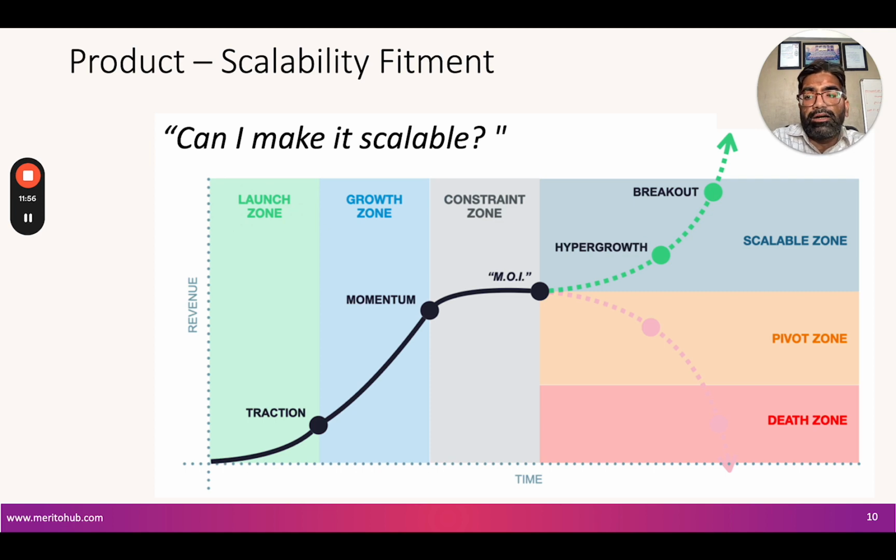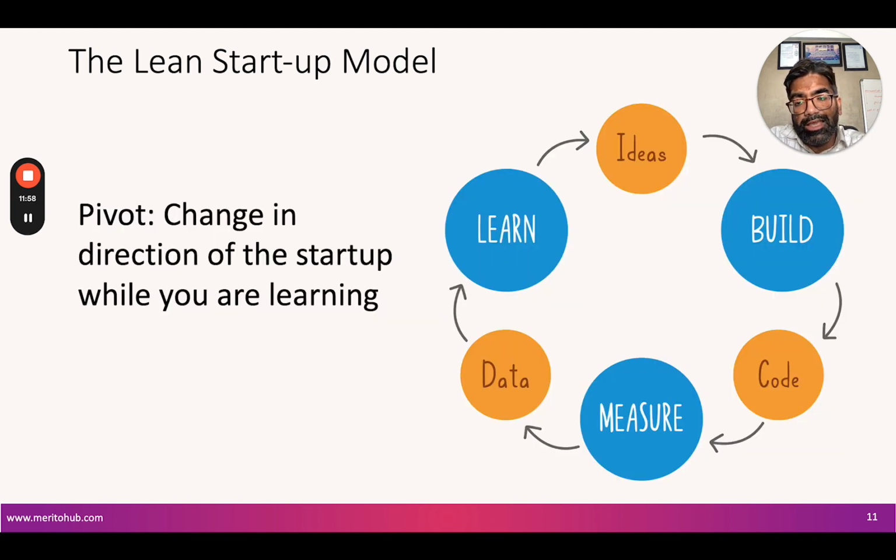And that's where I'll talk about the lean startup model. What the lean startup model says is you have an idea, quickly build it. It might be a product, it might be a service. Then measure the success of that, look at the data, and learn from it. If it's working out, think about how you can scale it. If your learning is that it's not working out, you have to pivot. And you will hear a lot about this word pivot. It's nothing but a change in direction of startups while you are learning.